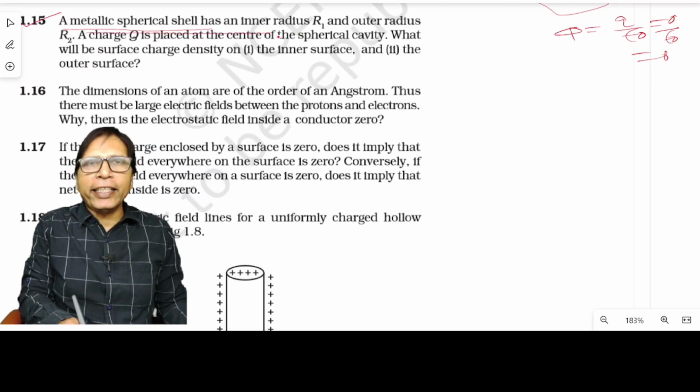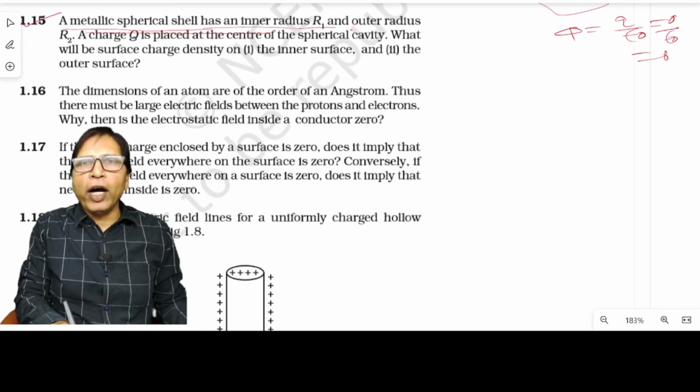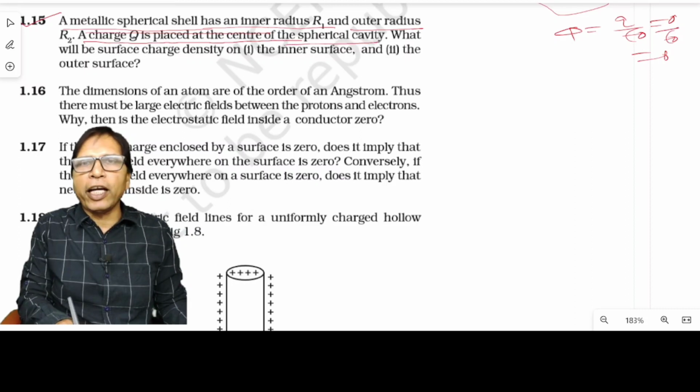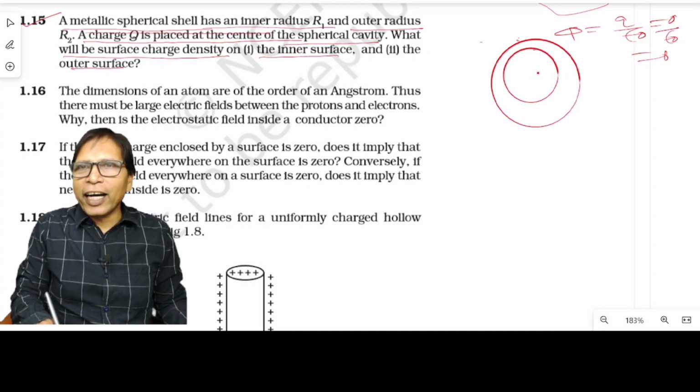Okay. Now look at question 1.15. A metallic spherical shell has inner radius r1 and outer radius r2. A charge q is placed at the center of the spherical cavity. What will be the surface charge density on the inner surface and on the outer surface? So look at this. This is the inner surface. This is the outer surface. Charge q is placed at the center. So minus q charge is induced on the inner surface, and plus q charge is induced on the outer surface.